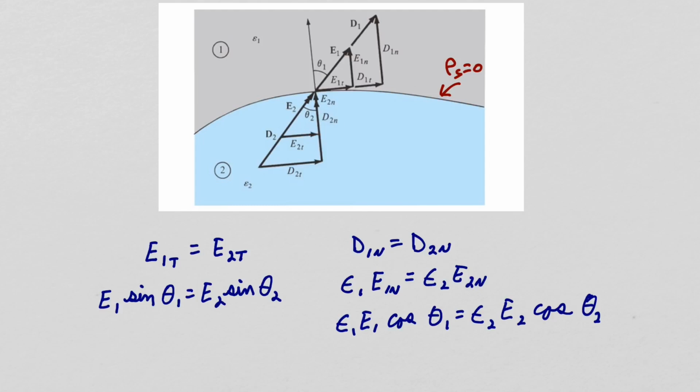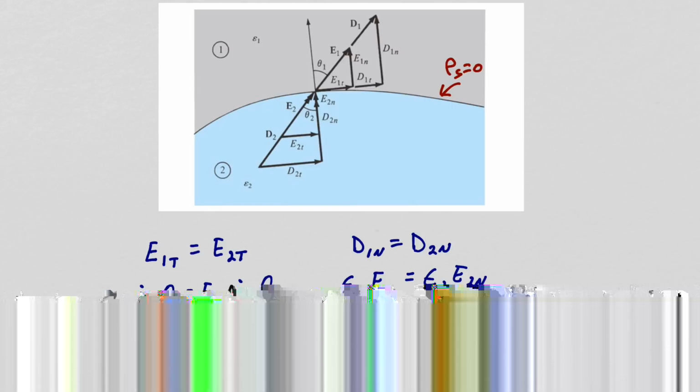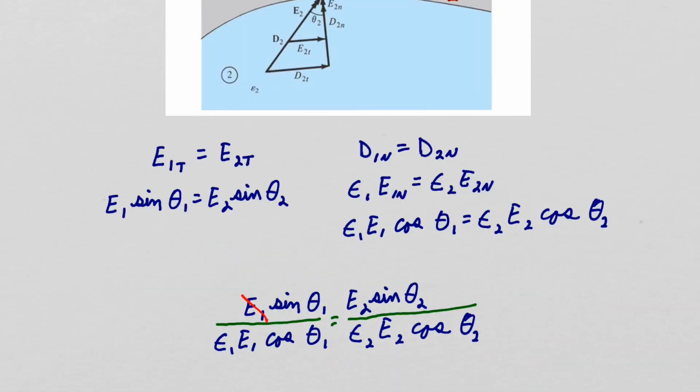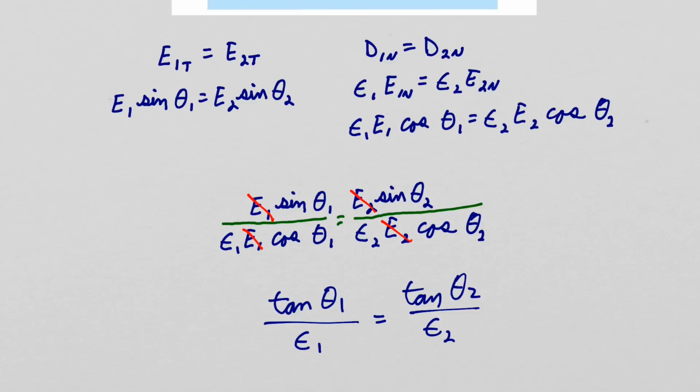And E sub 1 normal will be E sub 1 times the cosine of theta sub 1, and E sub 2 normal will be E sub 2 times the cosine of theta sub 2. Now let's divide this equation by this equation. So the electric field intensities cancel. Sine over the cosine is the tangent, and we obtain the law of refraction for the electric field intensity across the boundary between two dielectrics.